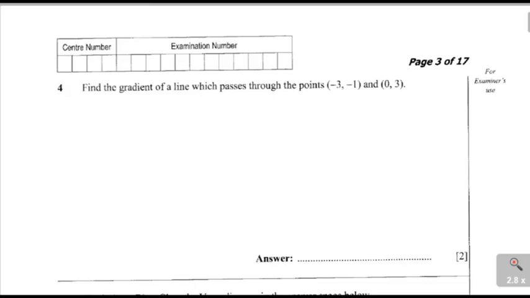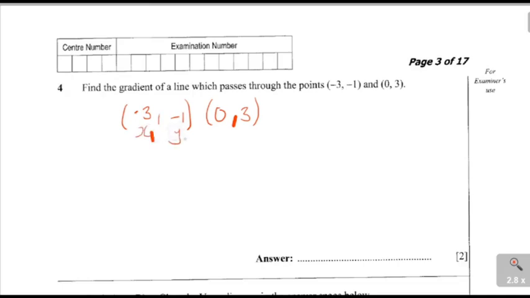Question 4: find the gradient of a line which passes through the point negative 3, negative 1 and 0, 3. So I want to find the gradient which is passing through these points. Here, what you do is take note of the points. You have negative 3, negative 1, and you have 0, 3. So you have to name these coordinates, or these points.